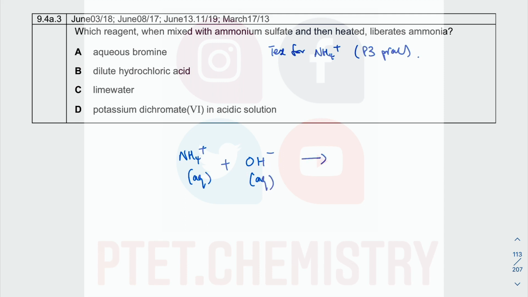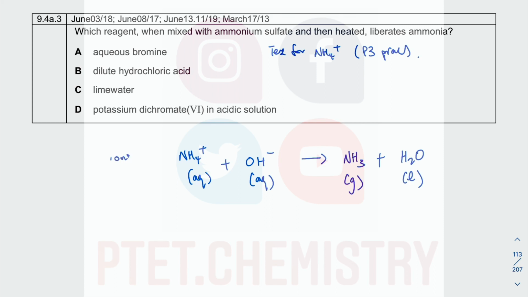Whenever you add any hydroxide, whether it's sodium hydroxide or calcium hydroxide, whatever hydroxide, with ammonium, you can liberate, you can release ammonia gas, okay, because the NH4 plus gives away the H plus. Now you have NH3. The NH4 plus loses the H plus, it is a proton donor. This is acting as an acid. This will accept the proton and it will form H2O liquid.